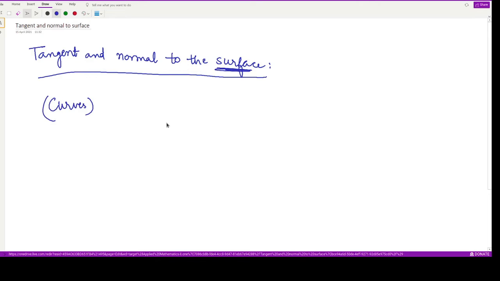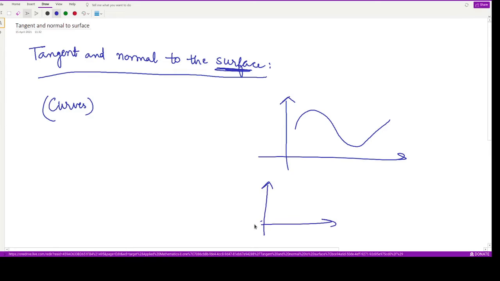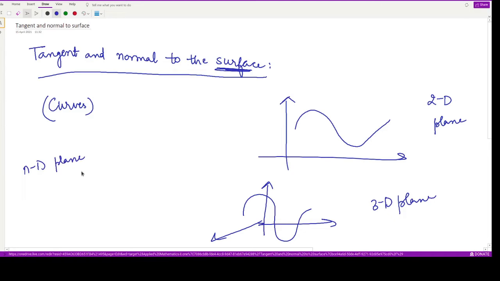So what is a curve? It could be defined in a two-dimensional plane like this, or it could be defined in three-dimensional space, something like this. And it could also be defined in n-dimensional space, that means n-dimensional plane. I cannot draw it here. Suppose it has n such axes. In that case, somewhere this curve would be like this.